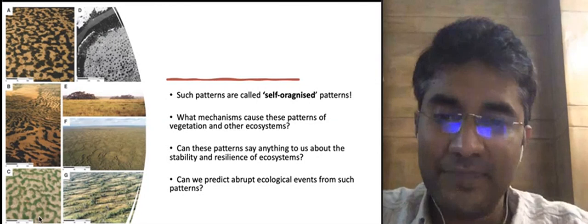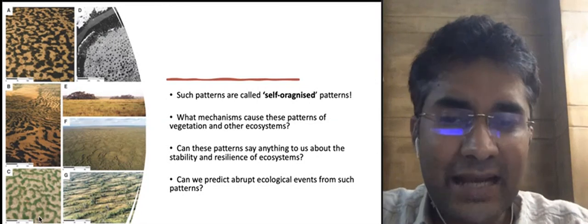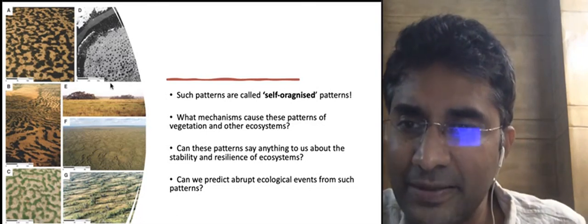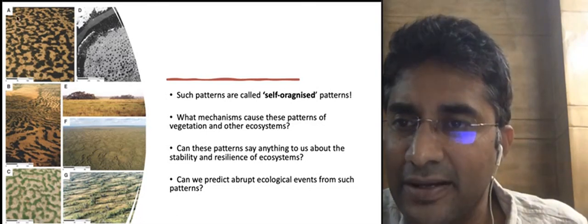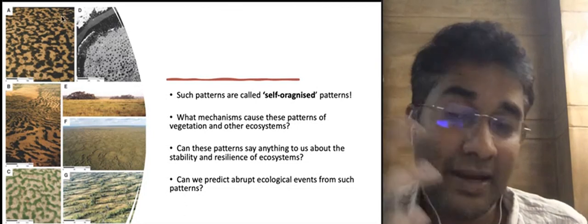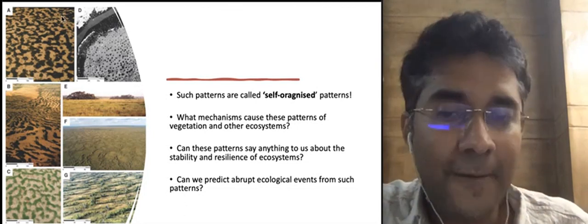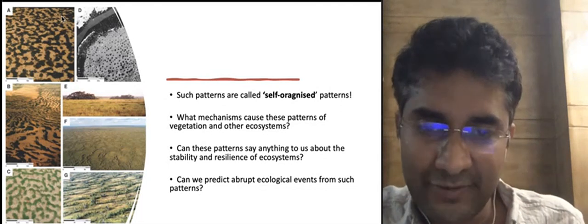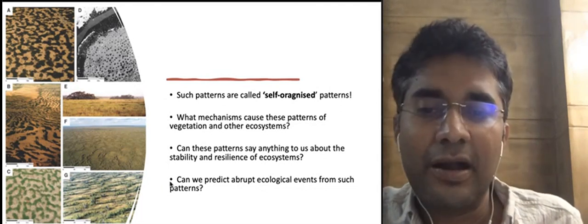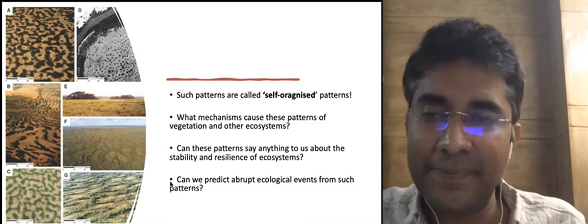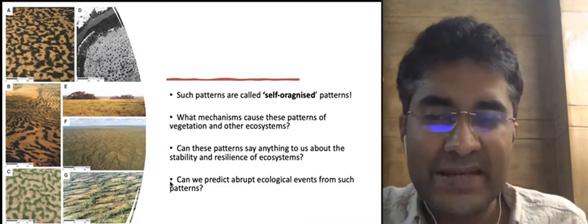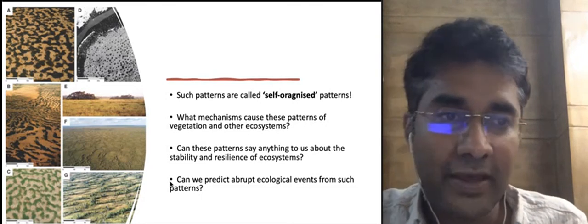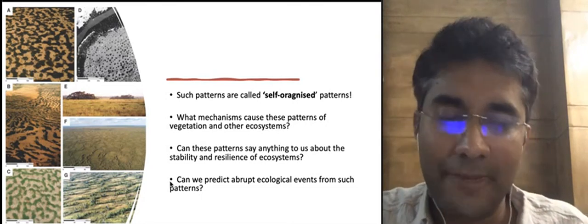And can these patterns tell us anything about the stability of ecosystems? For example, is it possible that some of these patterns here represent an unstable state, where some other patterns like the labyrinthine pattern may mean that the ecosystems are more stable? Of course, it could be the opposite. We can ask these kinds of questions. We can also ask, can ecosystems abruptly collapse, and can these patterns and spatial organization make claims about or predictions about an imminent ecological collapse?